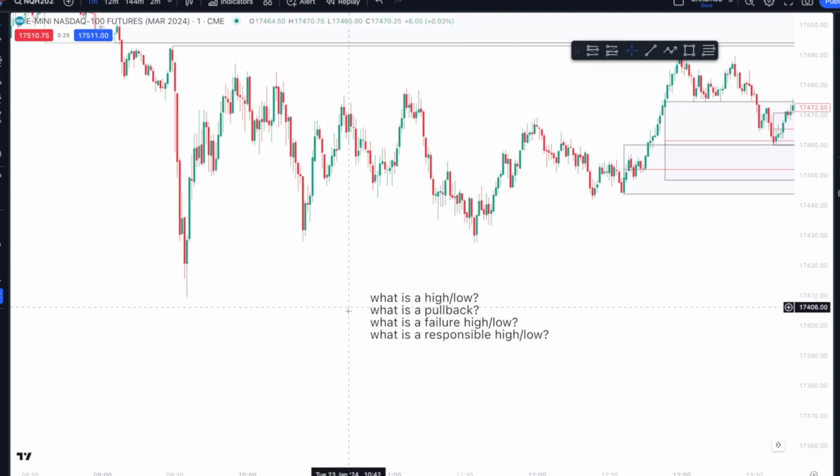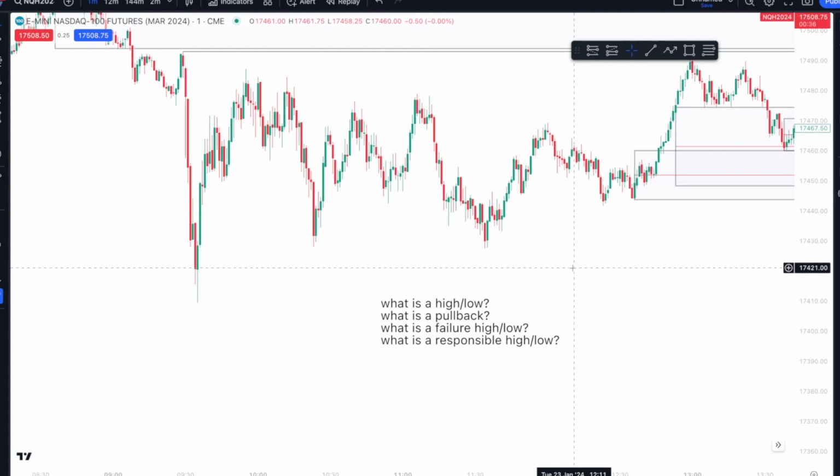So here's the 4 questions we will be getting answered. What is a high/low? What is a pullback? What is a failure high/low? And what is a responsible high/low? All of these are going to be very important to have your definitions down on.